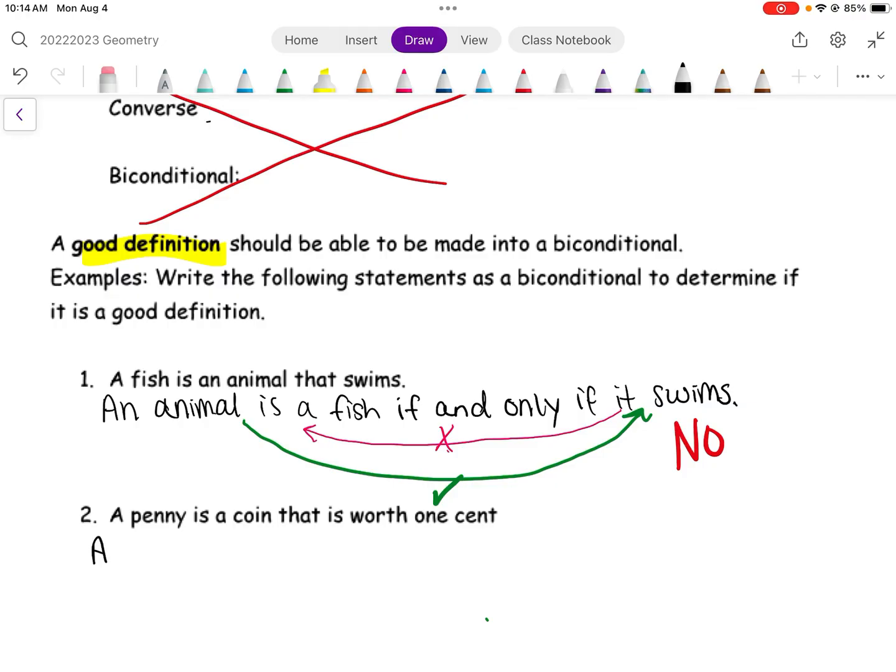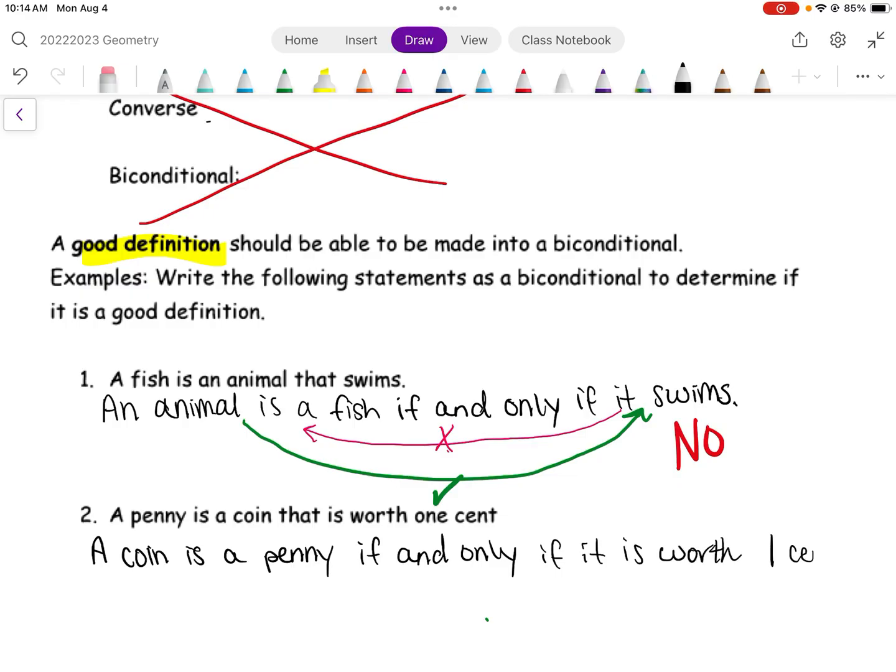Okay, number 2, a penny is a coin that is worth 1 cent. So, think about your subject. The subject is the coin, so keep the coin out in front. A coin is a penny if and only if it is worth 1 cent.